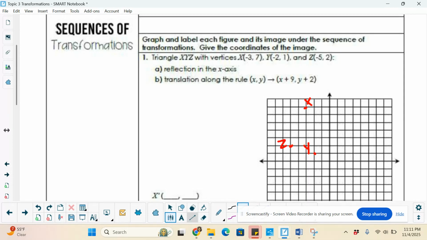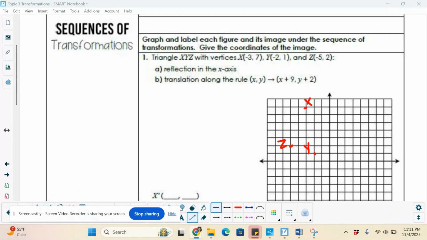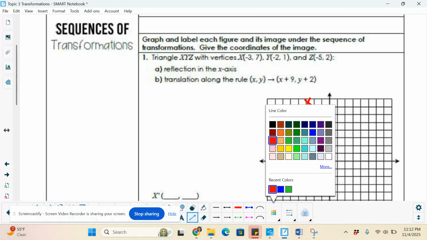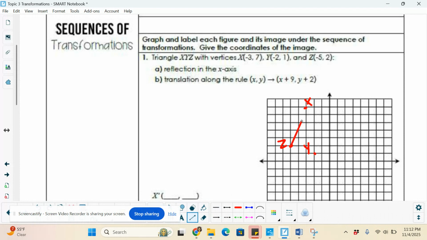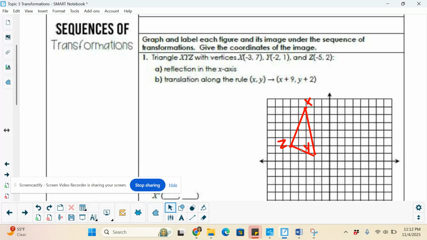All right, we're going to make our lines. We're going to connect them. Hold on, let's fix that a little bit here. All right, okay, so now everything's in the right spot.